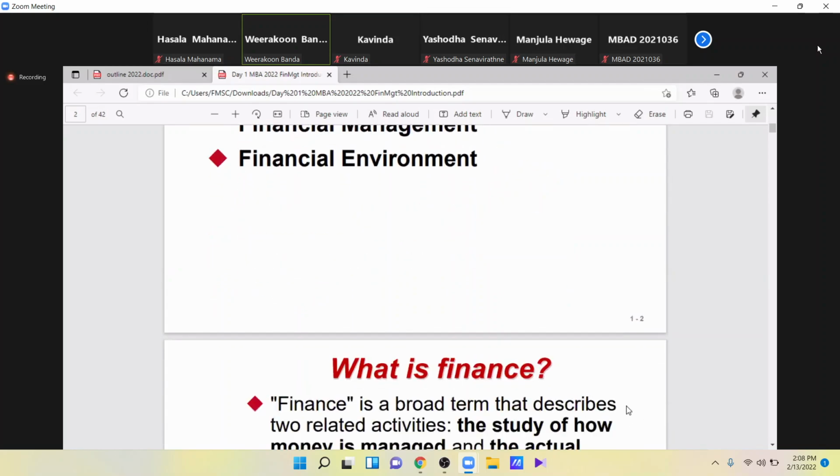So what is finance? In finance we discuss in different terms: finance, financial management, corporate finance, business finance. Likewise, there are different usages. So what is finance?